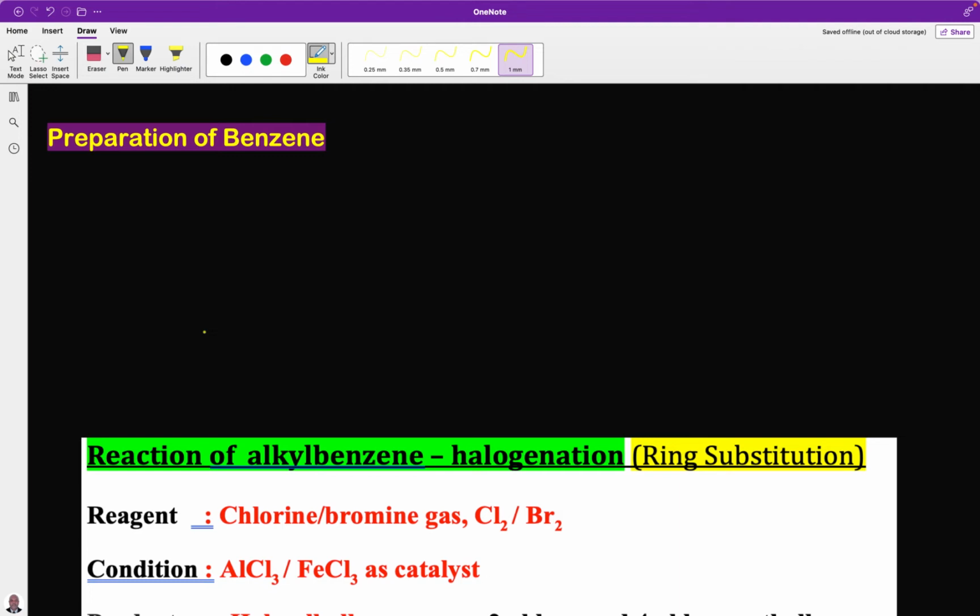But how is benzene produced? Benzene can be produced from ethane, by heating ethane with red hot copper. If ethane is heated with red hot copper, or with an iron tube, you can equally get benzene. So benzene, as I said, can be produced from ethane.